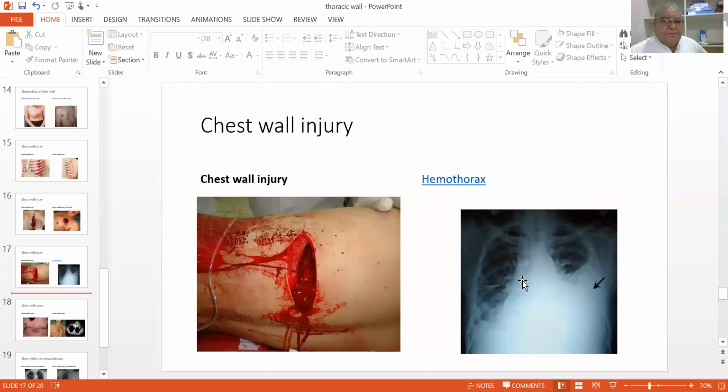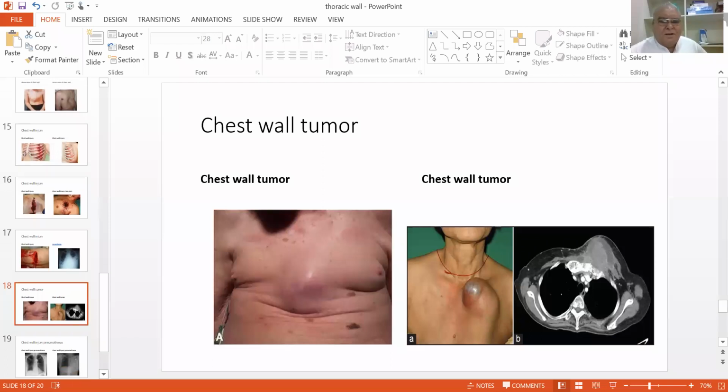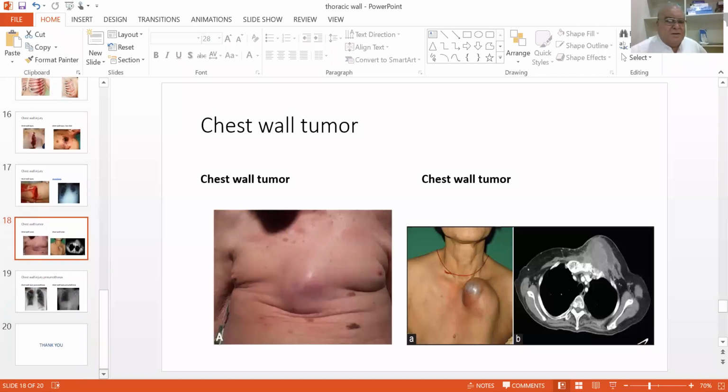Here is blood in the chest cavity, called hemothorax, and air in the cavity is called pneumothorax. Here you can see the bulging on the chest wall. These are the tumors of the chest wall. You can do all investigations and subject it to removal of the tumor and send it for histology, and usually they are osteosarcomas, tumors of the bone, vessels, muscles, rhabdomyomas, but the common one is the osteosarcoma.